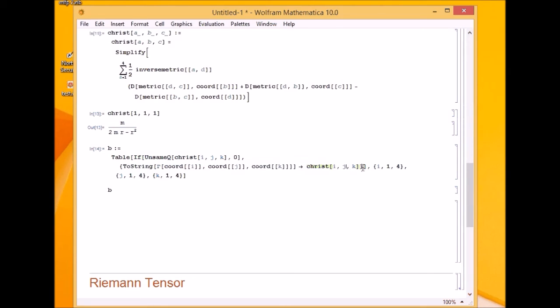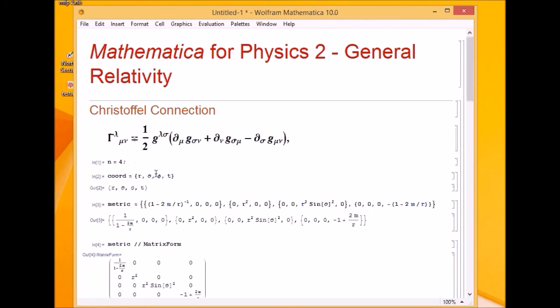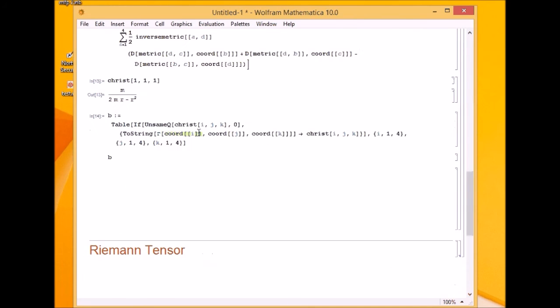And when it is non-zero, what is being put, the ToString function, just enters the text version of this. So what I'm putting is gamma, the symbol, and the coordinate, this list and its position, I mean which element of this list depending on ijk, and then what is the value.